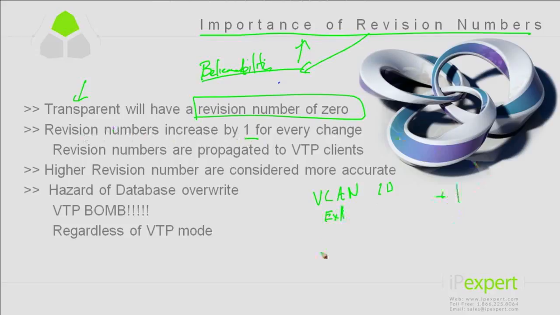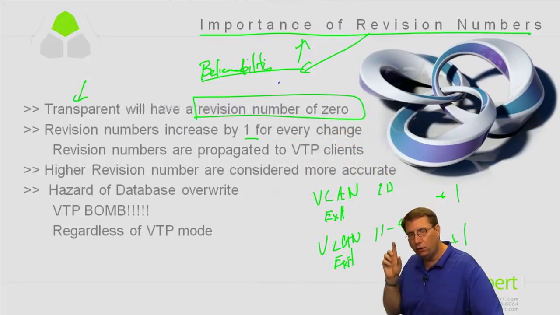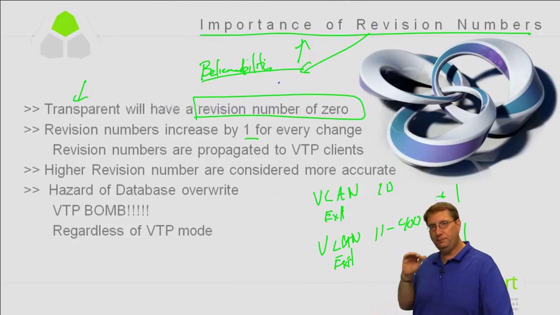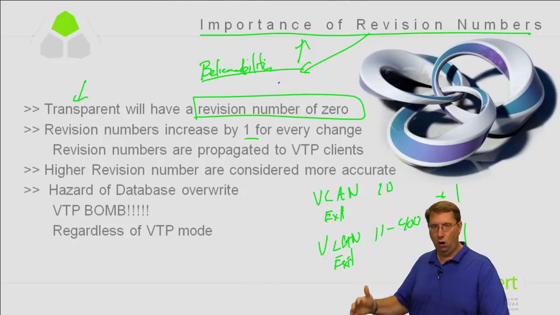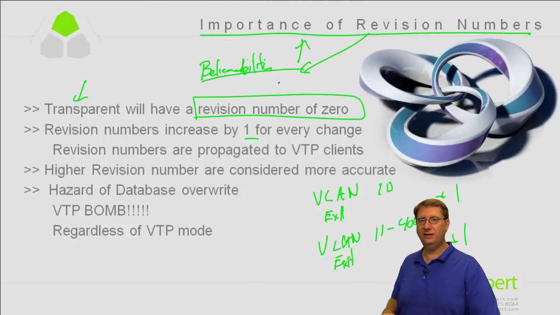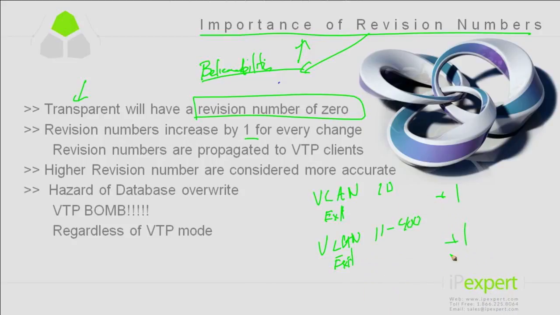If I also go in and say create VLAN 11 to 400 and then I exit out, that's still going to increase my revision number by 1. So it's not per VLAN, it's per change. Therefore, it's going to be each time the database gets altered. So it's not based on the number of VLANs, but the number of times the VLAN database gets changed.